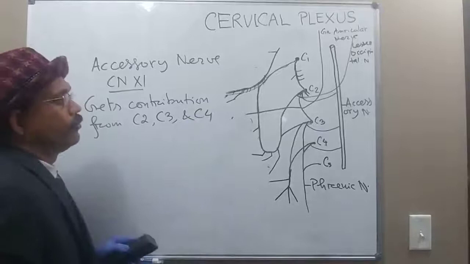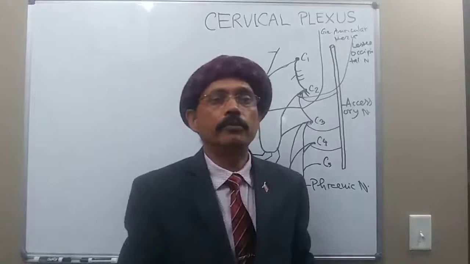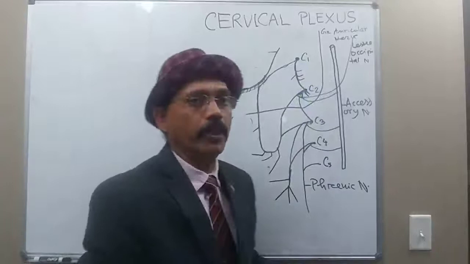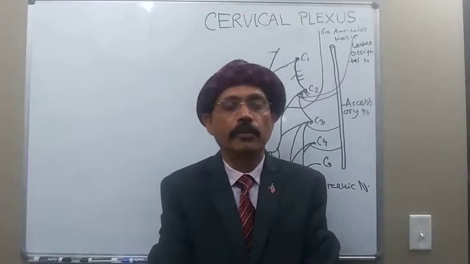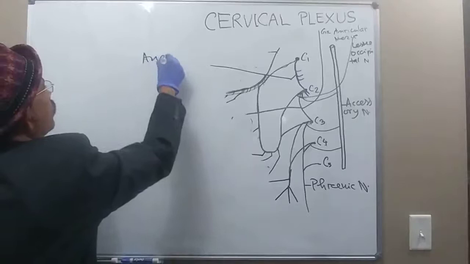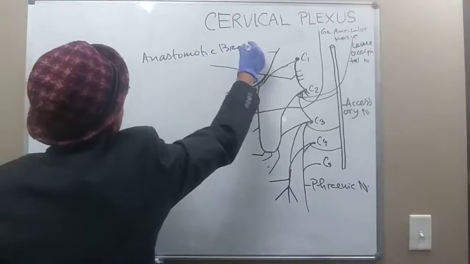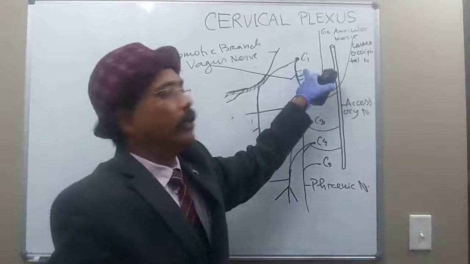Now, our cervical plexus roots and loops are also associated with innervation to the muscles of the neck. Suppose from C1 to C2, we have a nerve root that innervates the rectus capitis lateralis, longus capitis, and rectus capitis anterior. And this one communicates with the vagus nerve. This is an anastomotic branch to the vagus nerve, from this part of the loop.